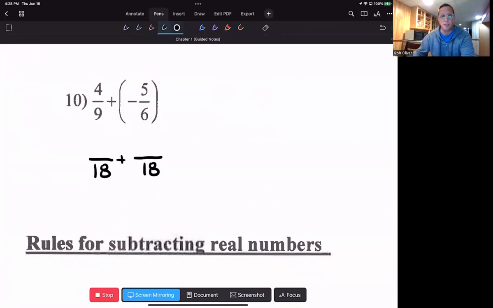9 times 2 is 18, right? 9 times 2 is 18, so we're going to do 4 times 2. And 6 times 3 is 18, so we're going to do 5 times 3. So that's what those numbers are going to change into. So we're going to make this one 8.